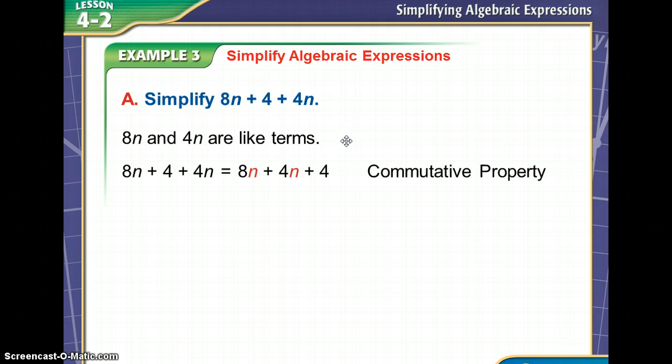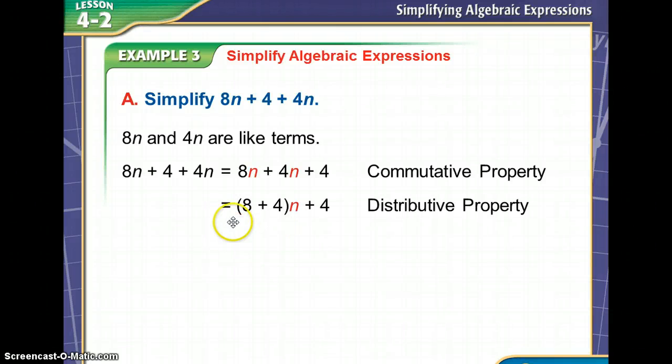When I have like terms, I can combine them. So I have a positive 8n and a positive 4n. I can go ahead and combine those to make a positive 12n plus 4. That constant term of plus 4, I cannot combine it with anything, so it just gets attached to the end.